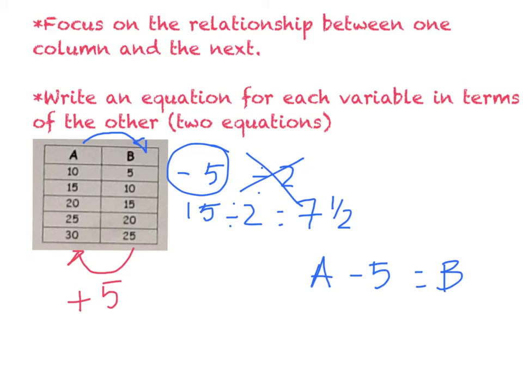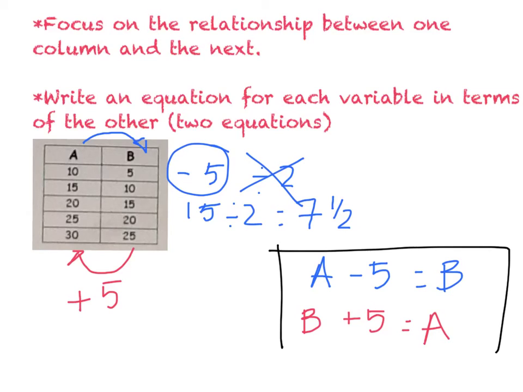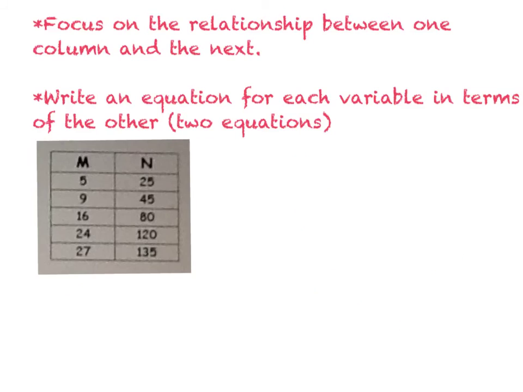And again, if I check that out, 5 plus 5 is 10, 10 plus 5 is 15, 15 plus 5 is 20, 20 plus 5 is 25, and 25 plus 5 is 30. So my formal equation, I'm going to take the letter B, because that's where I started. I added 5 to that value, and it told me what my A value was. So these are going to be my two equations.